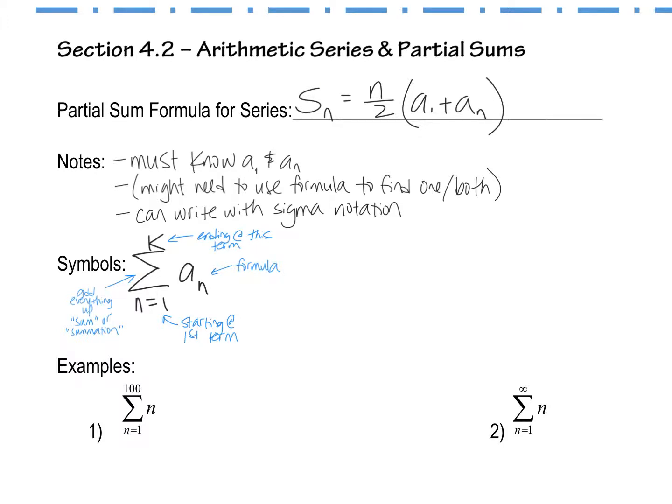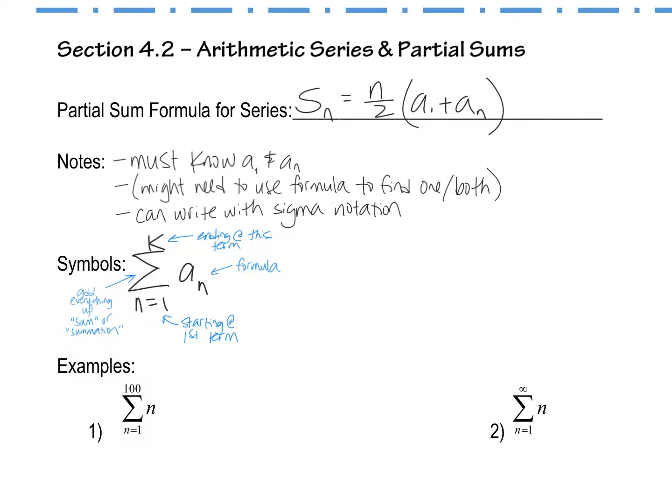Here's a new formula. If I'm asking you not for a specific term, but the sum of all the terms, note the S here for sum. That means that you take n over 2. N is the number of terms. So if I wanted the first 50 terms in a sequence and wanted to add them all up, then this n would be 50. A sub 1 is still the first term. A sub n is the nth term.